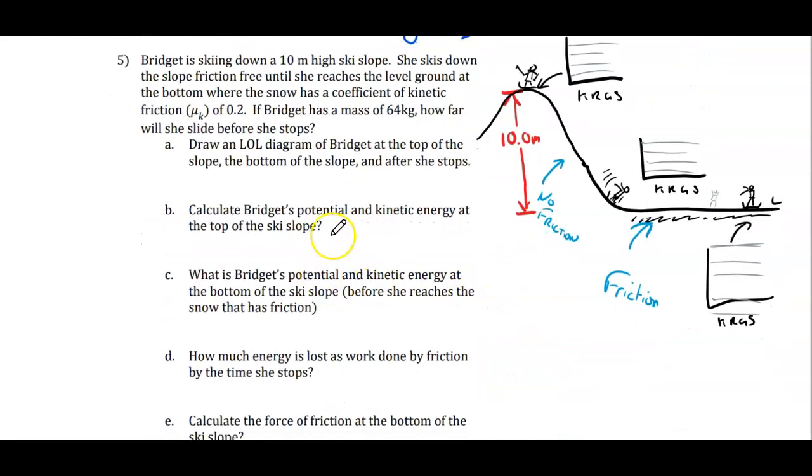All right, last question. Bridget's going down a 10-meter high ski slope. She skis down the slope, friction free until she reaches level ground at the bottom. There's a whole bunch of friction stuff. First of all, draw an LOL diagram. I don't see why this would be any different to the one above, because at the end of the day, she's not moving at the top. There's no rotation. There's no spring.